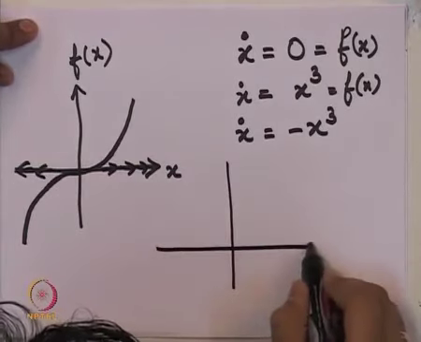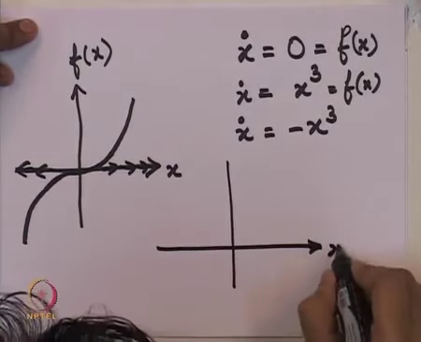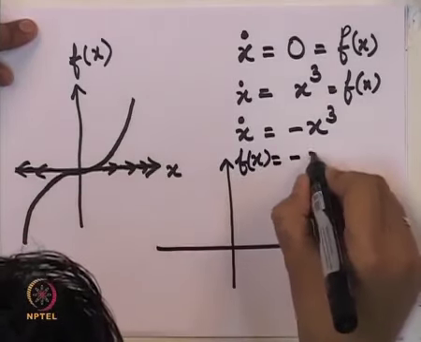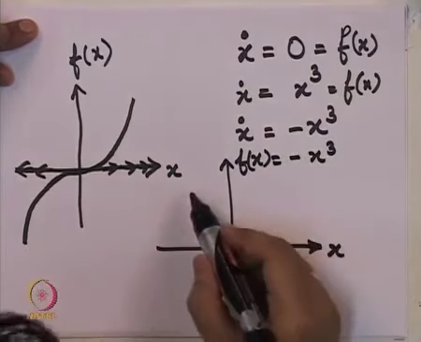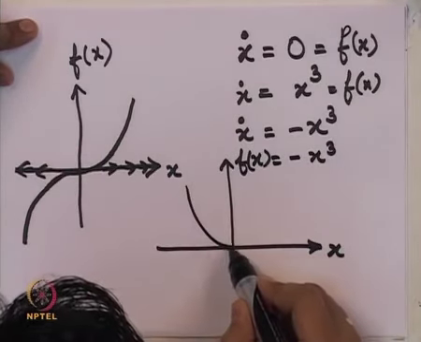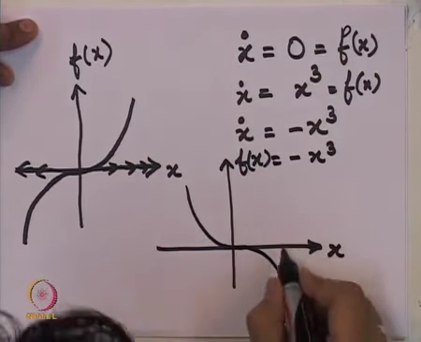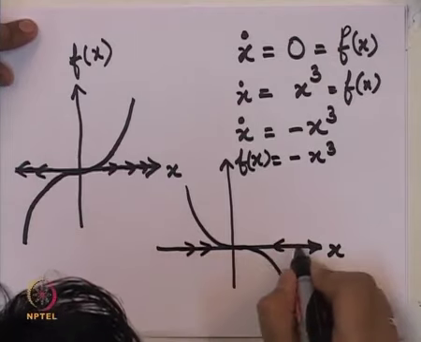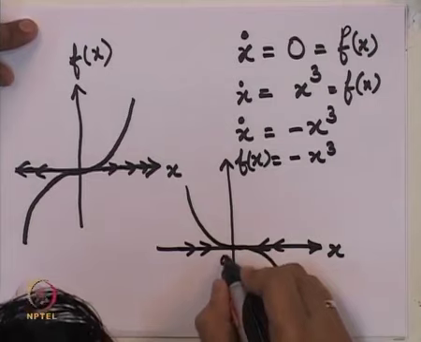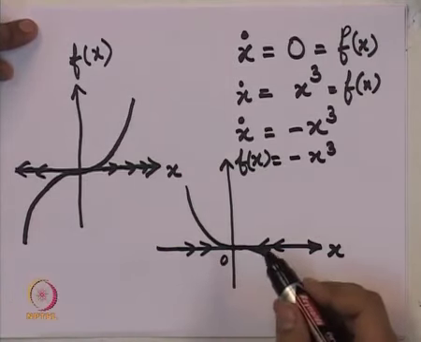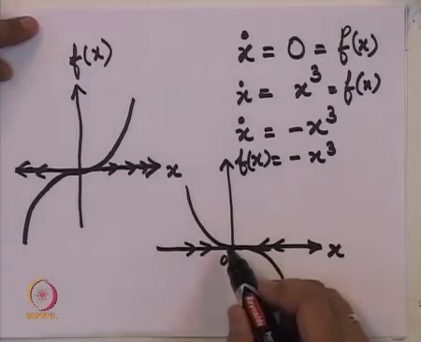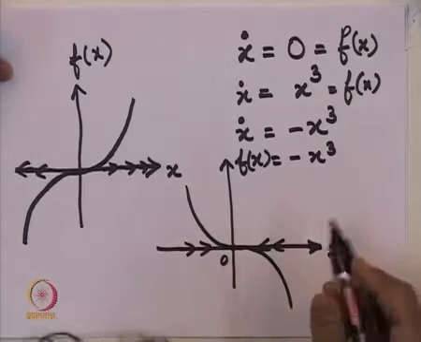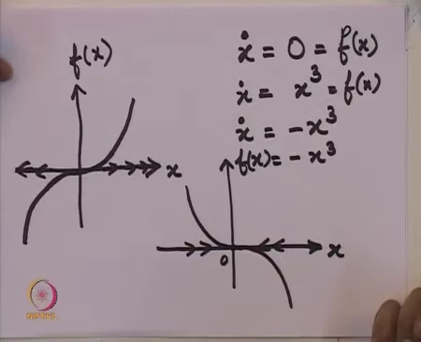However, the tangent having slope 0 is also the situation for the third example, where f of x is equal to minus x cube. For this example, here all the arrows are directed towards the equilibrium point, and hence this equilibrium point is a stable equilibrium point. It is asymptotically stable. All trajectories are eventually going to approach 0 as t tends to infinity, but here also the tangent has slope 0.